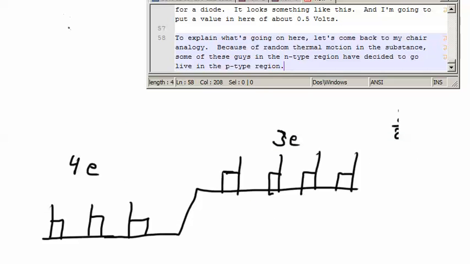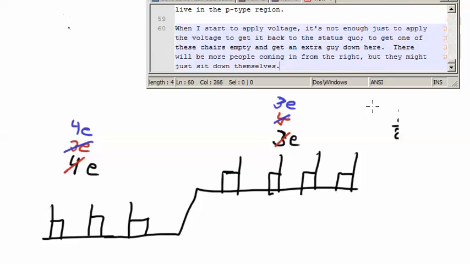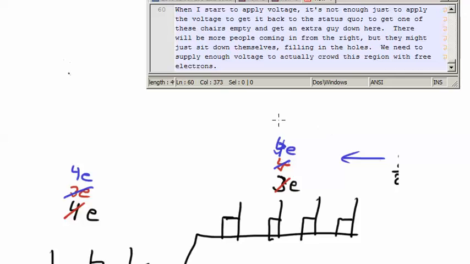Because of the thermal motion in the substance, some of these guys in the N-type region have gone to live in the P-type region. When I start to apply the voltage, it's not enough just to get it back to the status quo, to get one of these chairs empty and get an extra guy down here. There would be more people coming in from the right, but they might just sit down themselves, filling in the holes. We need to put in enough voltage to actually crowd this area with free electrons.